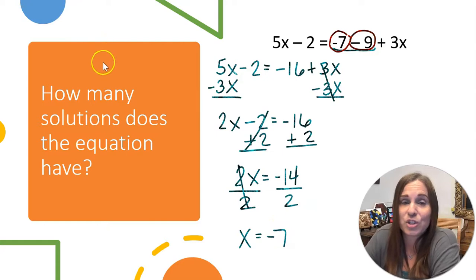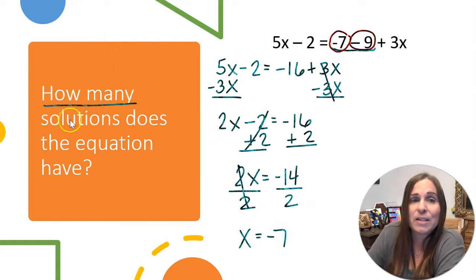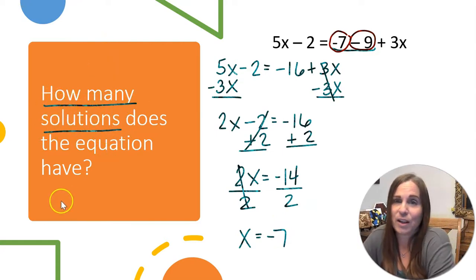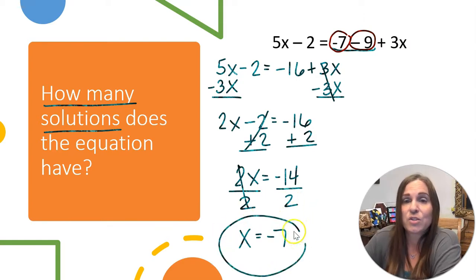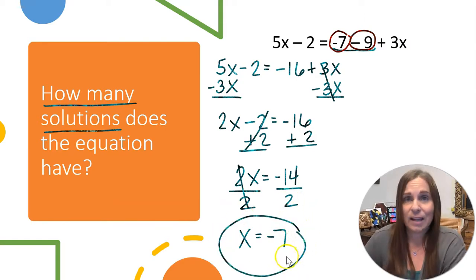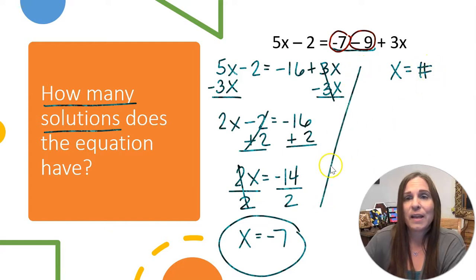Now, this question says, how many solutions does the equation have? And you might be thinking, that's strange. Usually we just solve it, right? This equation has one solution. It is negative 7.